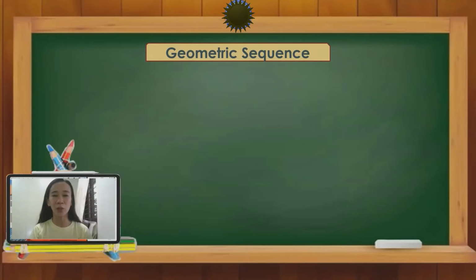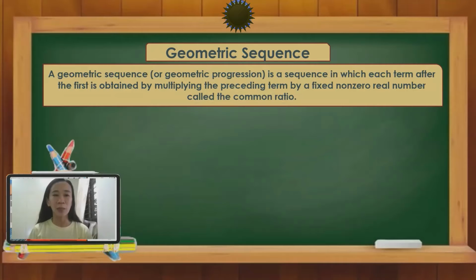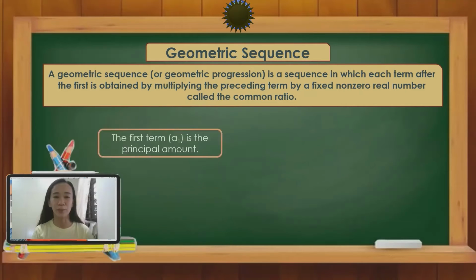What do we mean by geometric sequence? A geometric sequence or geometric progression is a sequence in which each term after the first is obtained by multiplying the preceding term by a fixed non-zero real number called the common ratio.